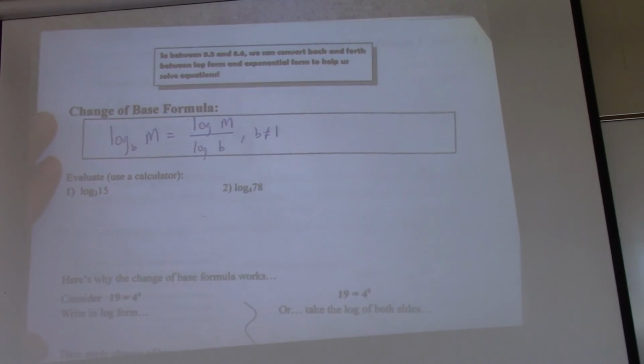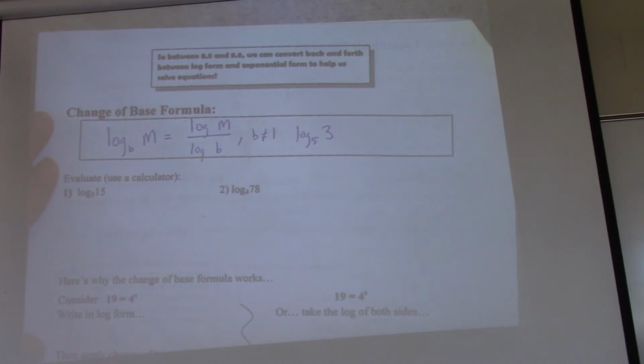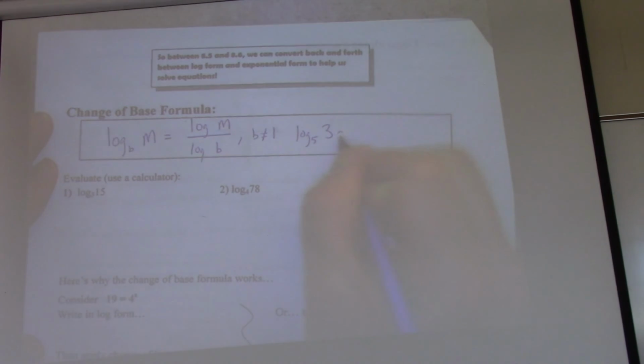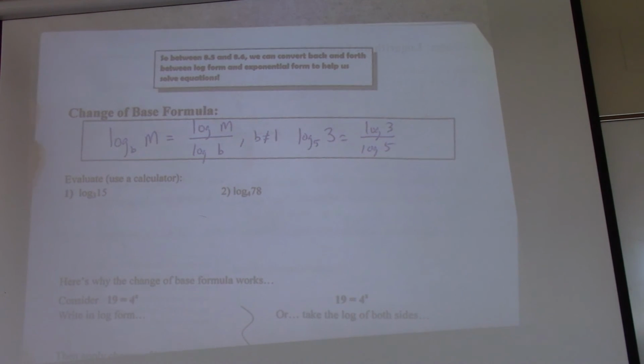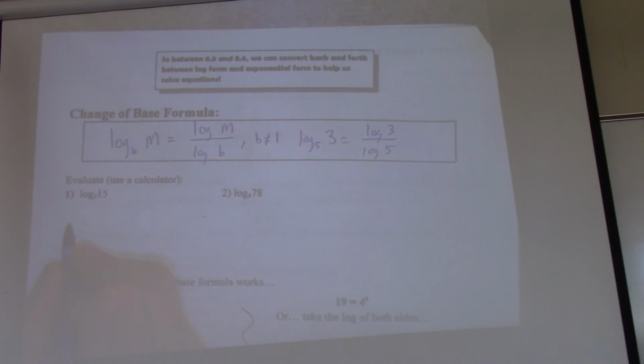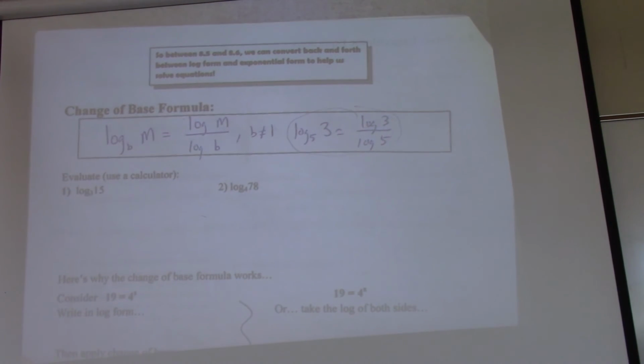So let me show you an example. If I said log base 5 of 3, I could find that value in a calculator by just going log of 3 divided by log of 5 and pressing enter. That's it. Okay? So, I want to try these two down below. Matter of fact, I showed you how it works here. I want you to try 1 and 2. Get an answer.